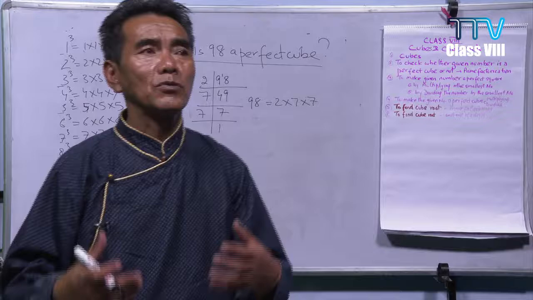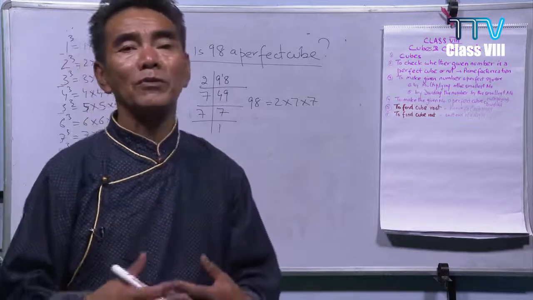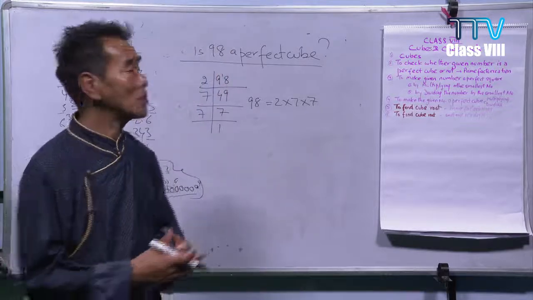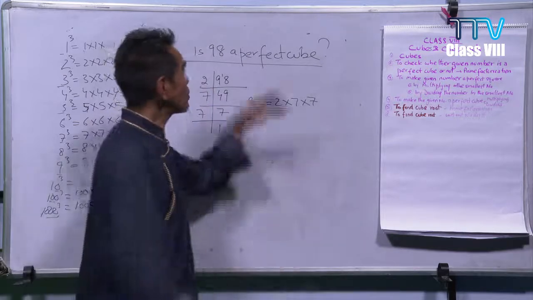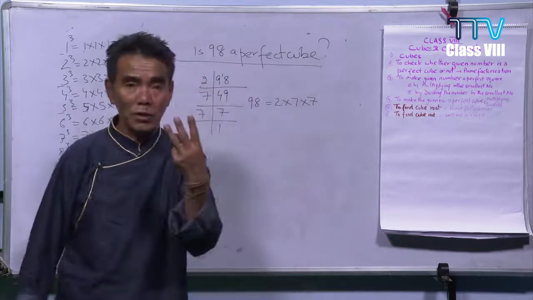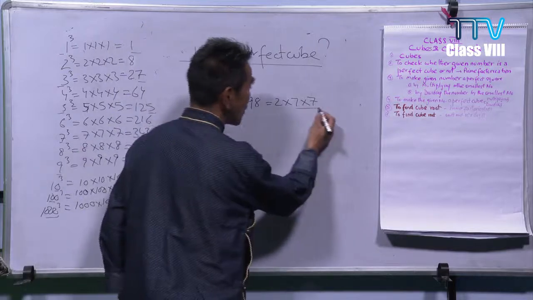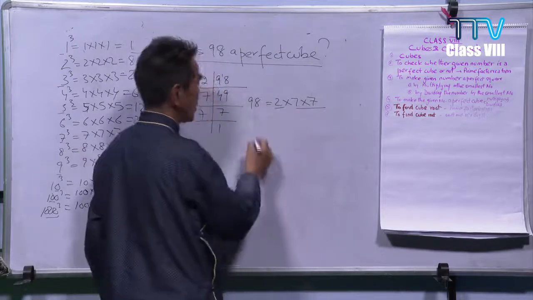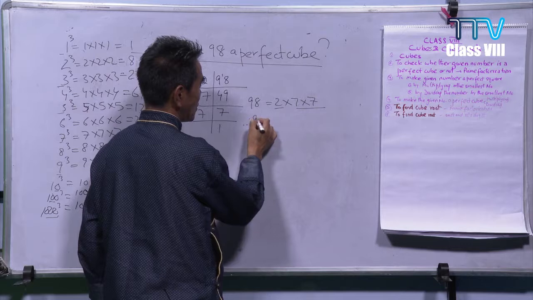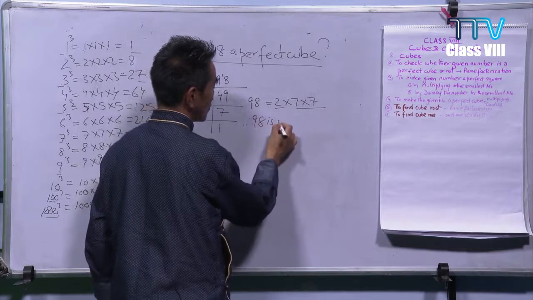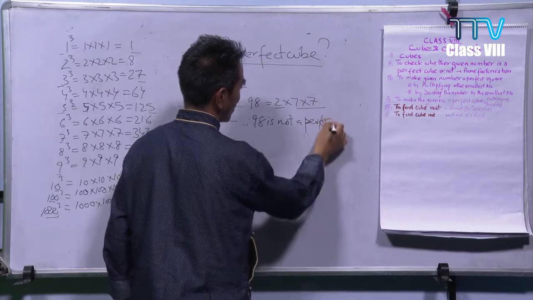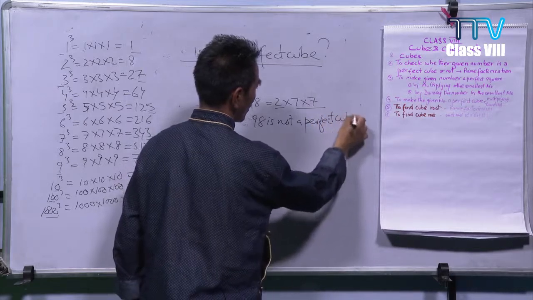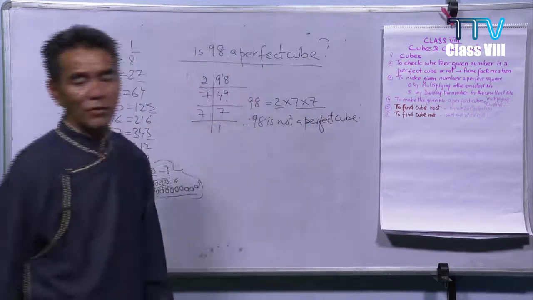For a perfect square, each prime factor must appear in pairs. For a perfect cube, each prime factor must appear in groups of three. 7 appears twice, 2 appears once. Therefore 98 is not a perfect cube.